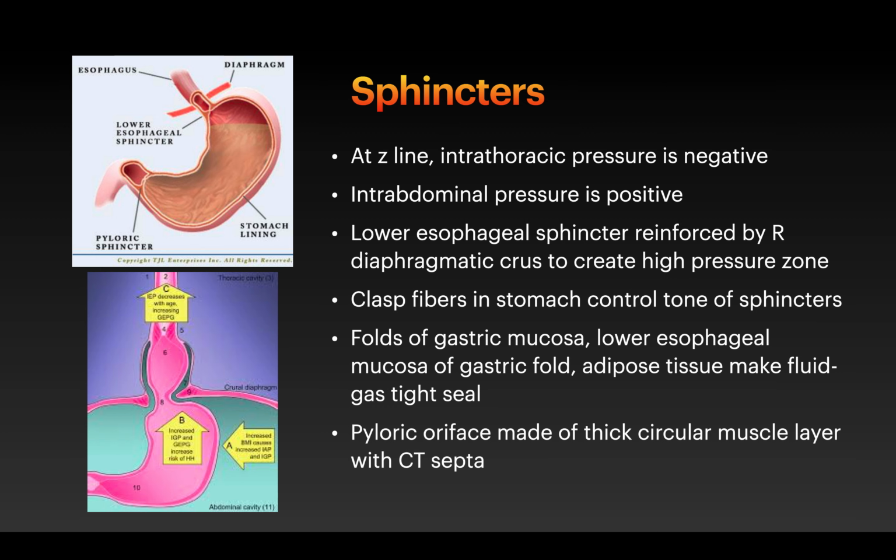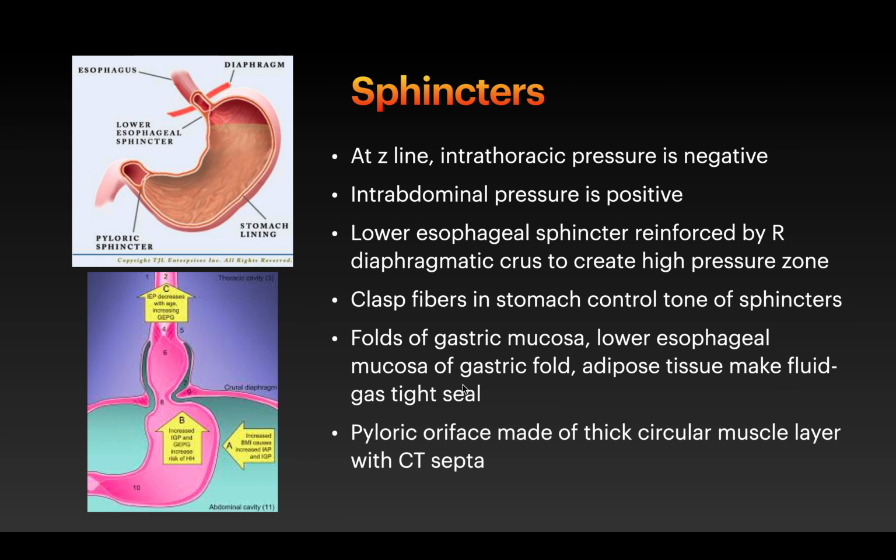Okay, so at the Z line, the intrathoracic pressure is negative, while the intra-abdominal pressure is positive, and that pressure gradient has to occur in order for the sphincter to work. And the lower esophageal sphincter is going to be reinforced by the right diaphragmatic crus in order to make that high pressure zone right there, in order to keep the intrathoracic pressure negative. And then the clasp fibers in the stomach will control the tone.